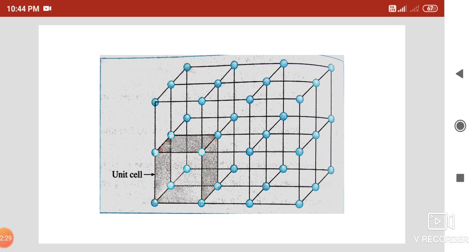In the figure, a complete crystal lattice or space lattice is shown. You can see that the smallest part of that crystal lattice is called the unit cell. These unit cells, after repetition in the three-dimensional directions, form the crystal lattice. So now we'll study the parameters of a unit cell.